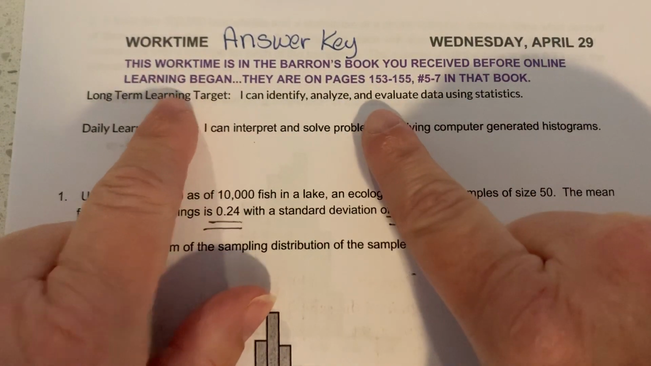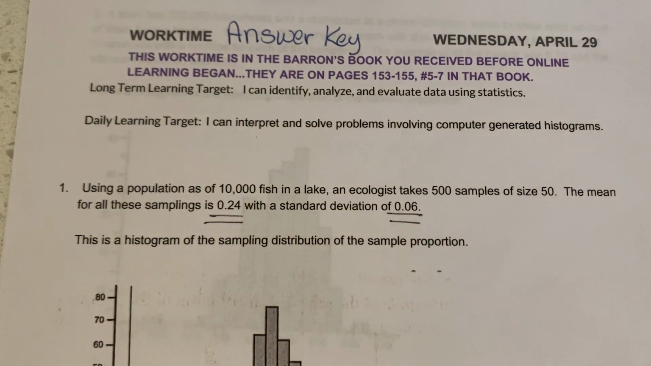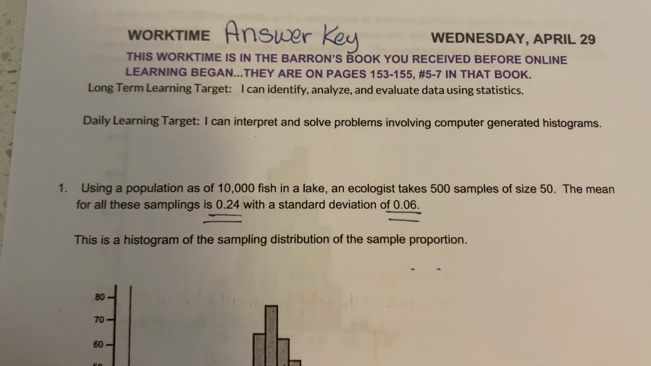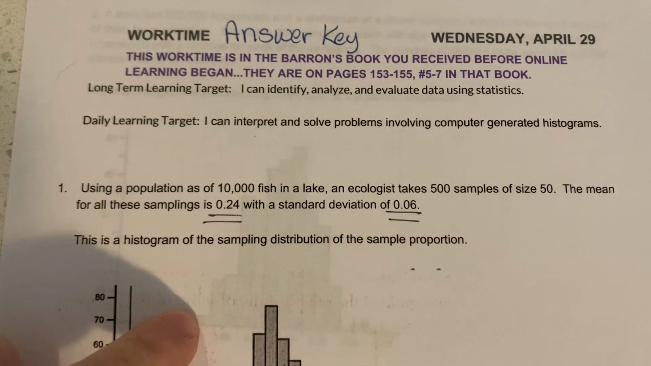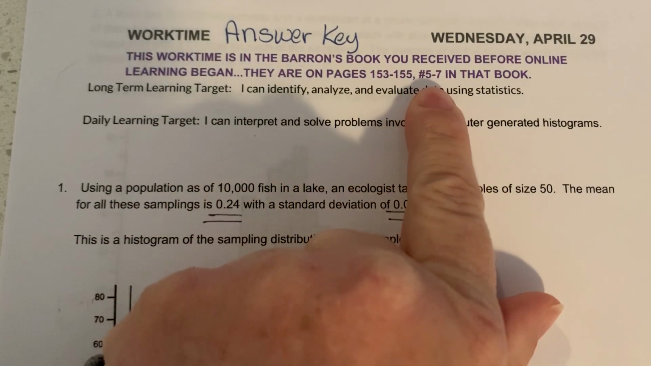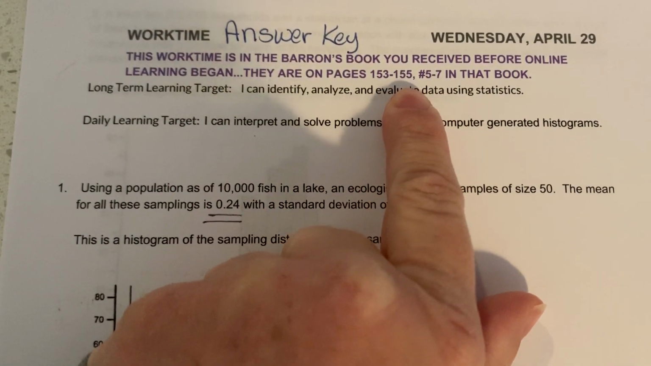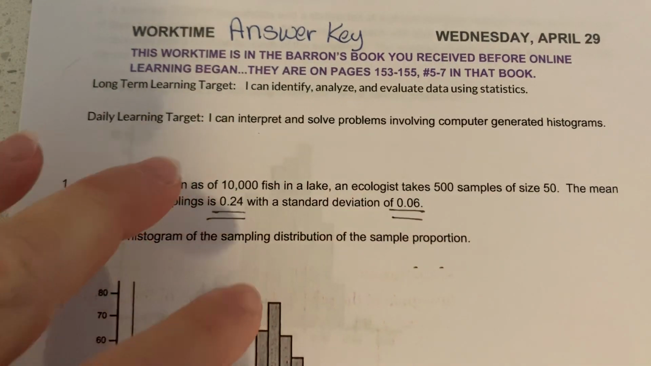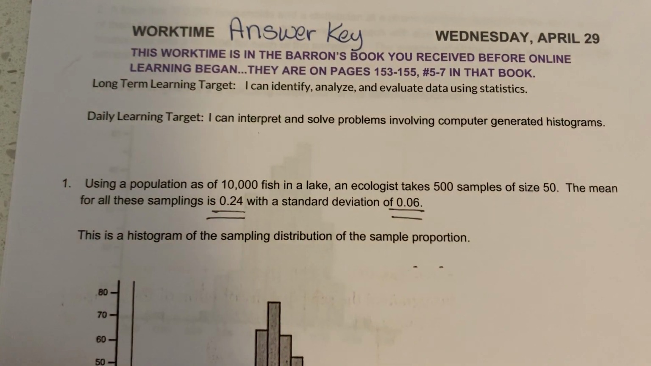All of this, I put it on the top of the note catcher. But all of this is in that Barron's book. So if you don't want to print these out, then you can just go to the Barron's book, work out of that book, and take photos of that rather than writing it out and taking photos of your work. Because these are questions numbers 5 through 7 on pages 153 to 155. So you're welcome to just answer in the book and then send me pictures of that.